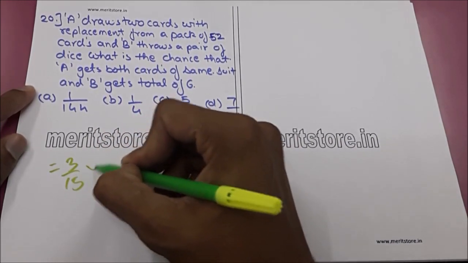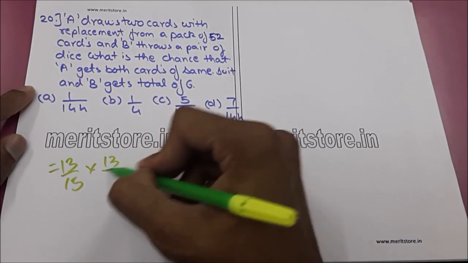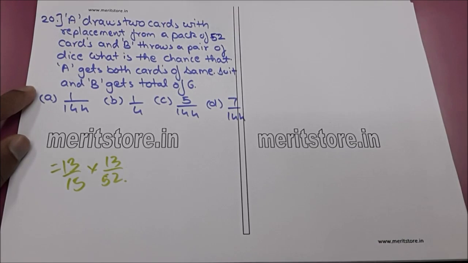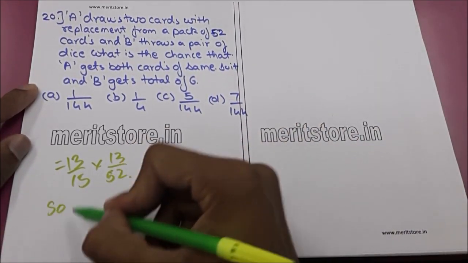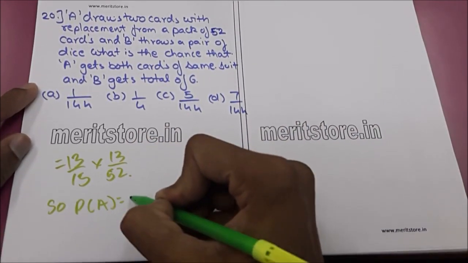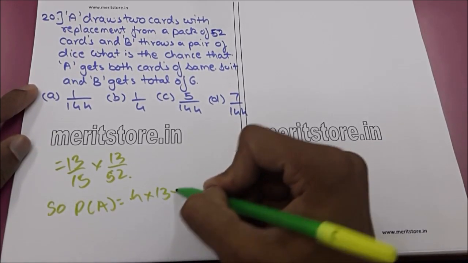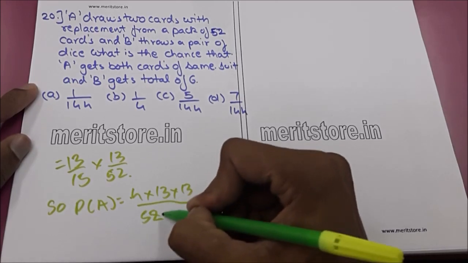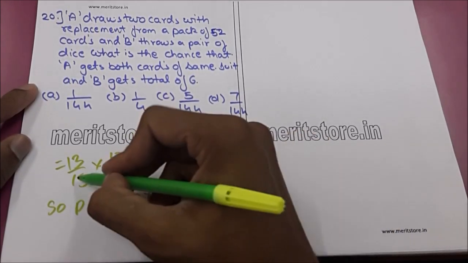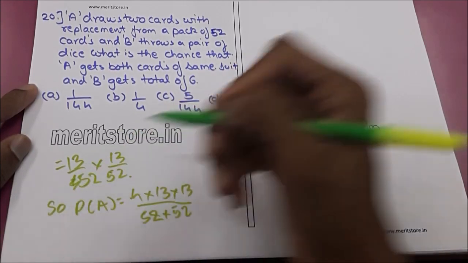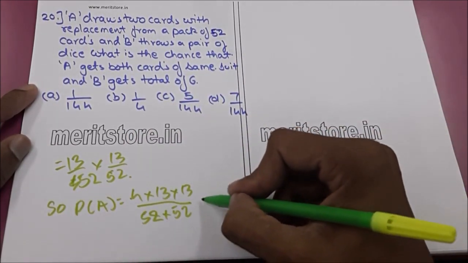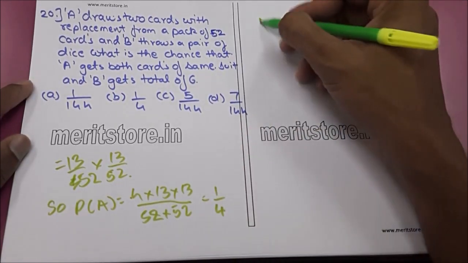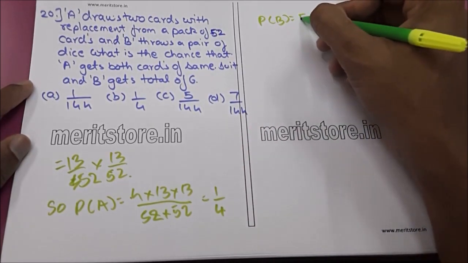So the probability of drawing 2 cards of the same suit, we can write as 13 by 52 into 13 by 52, and it can be any suit out of 4. So probability of A is equal to 4 into 13 upon 52 into 52. Please note that this is 13 by 52, which is equal to 1 by 4, and probability of B is equal to 5 by 36.